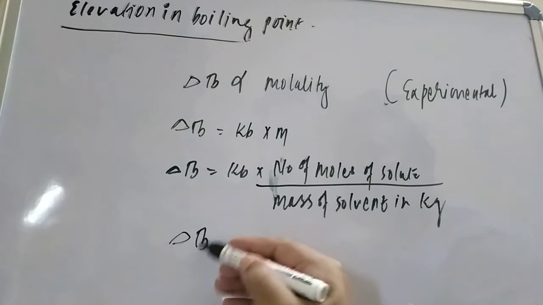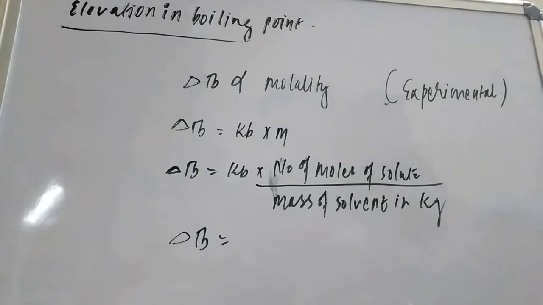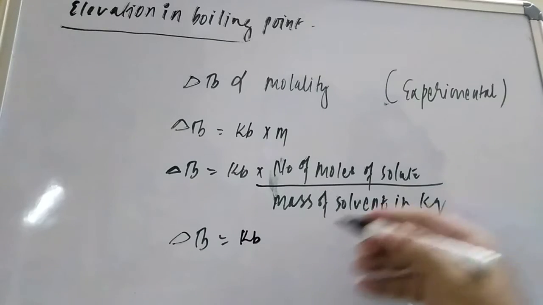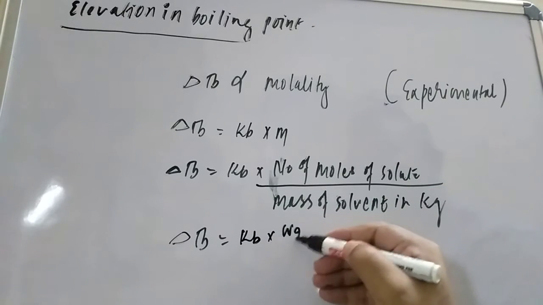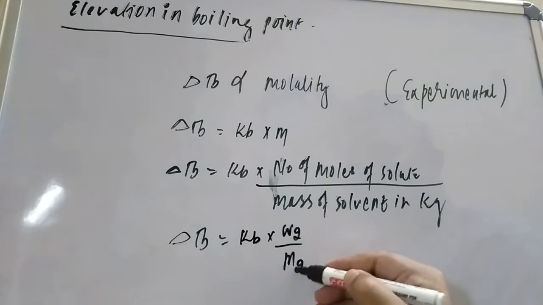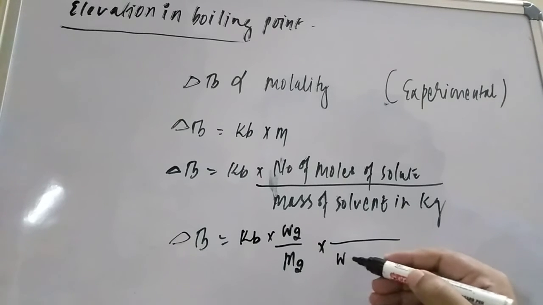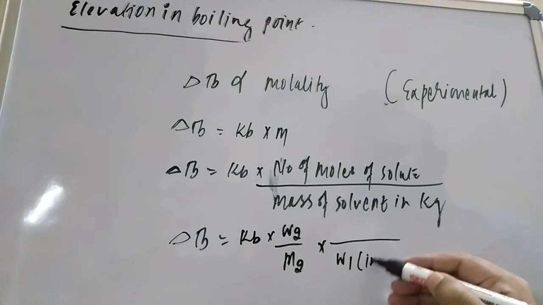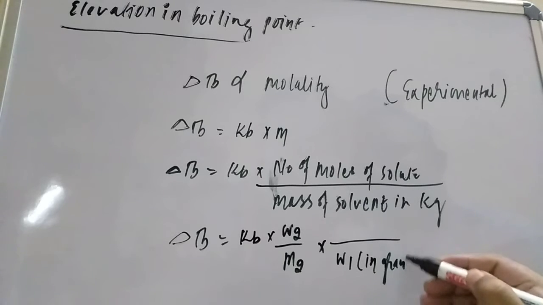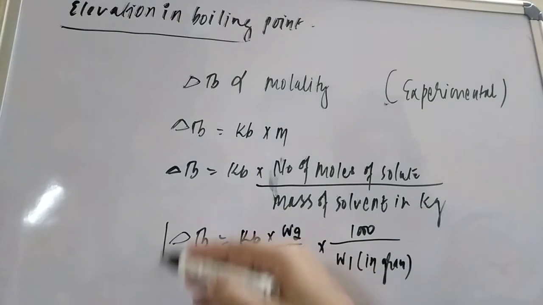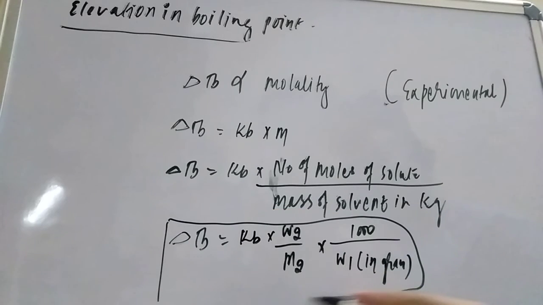Delta TB is equal to, let us go a little deeper and derive, student. Delta TB is equal to KB. Moles of solute means given mass of solute, W2 upon M2, into what, student? Mass of solvent in kg means W1 in gram. If you are converting to kg, then 1000 goes in the numerator. So this is the formula for calculating elevation in boiling point.